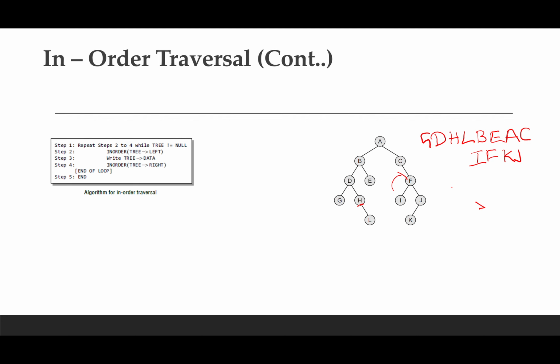So now what is the order? It is G, D, H, L, B, E, A, C, then I, F, K, J. So this is the order of traversing by using the in-order method.